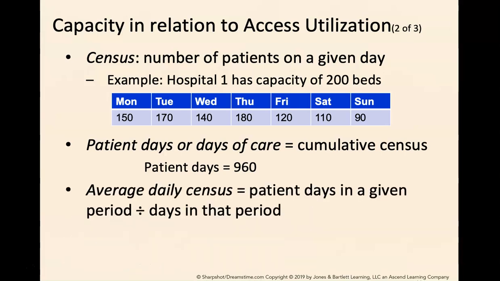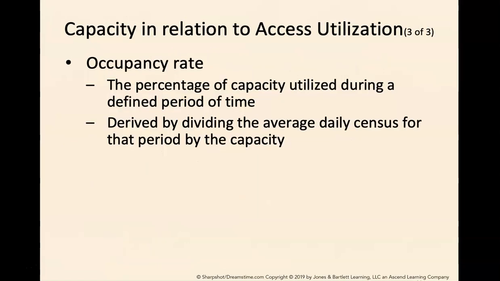Now the average daily census is patient days in a given period divided by the days in that period. So how will that go? So let's look at this example. 960, right? So that's the patient days in a given period, 7-day period, divided by the days in that period. And in this case, we have 7 days. So therefore, 960 divided by 7 is the average daily census for hospital 1 in a 7-day period. And that would be 137.